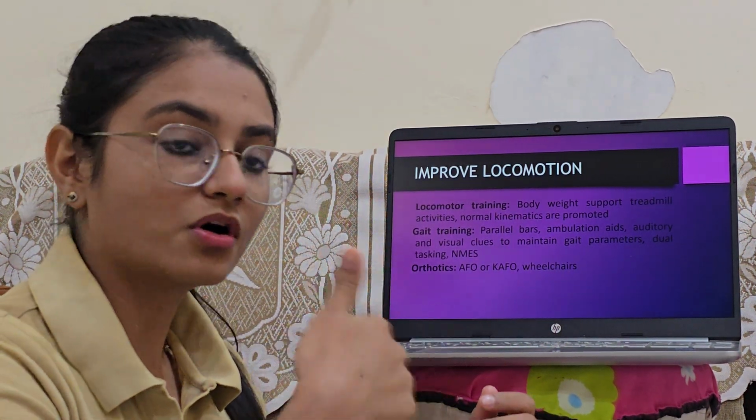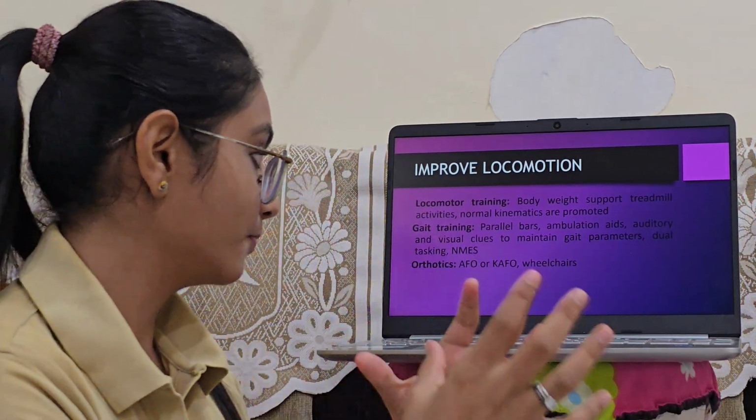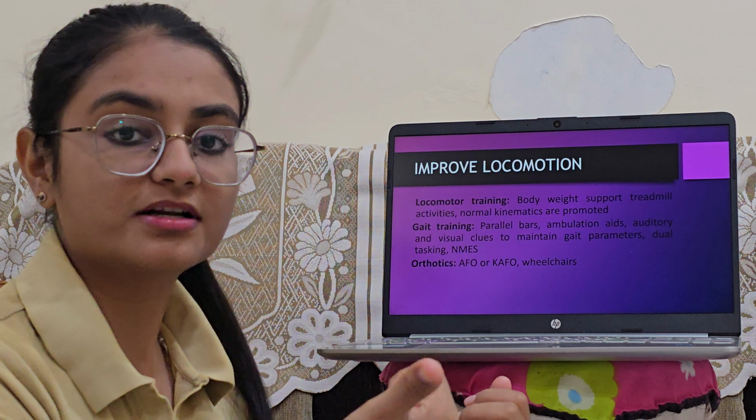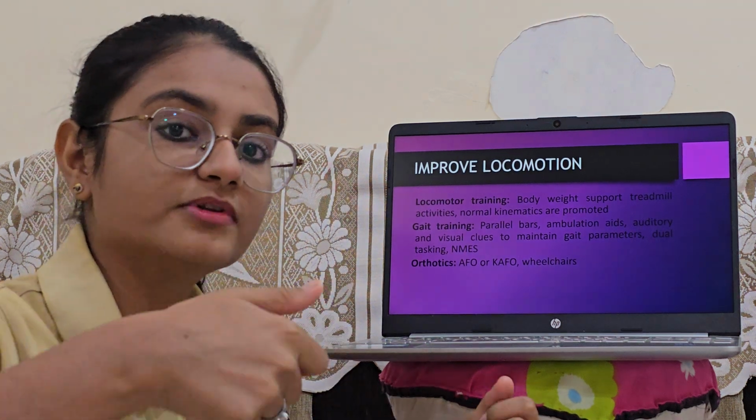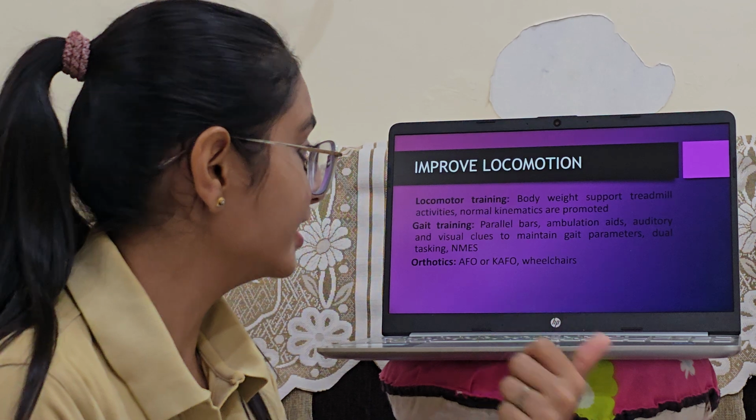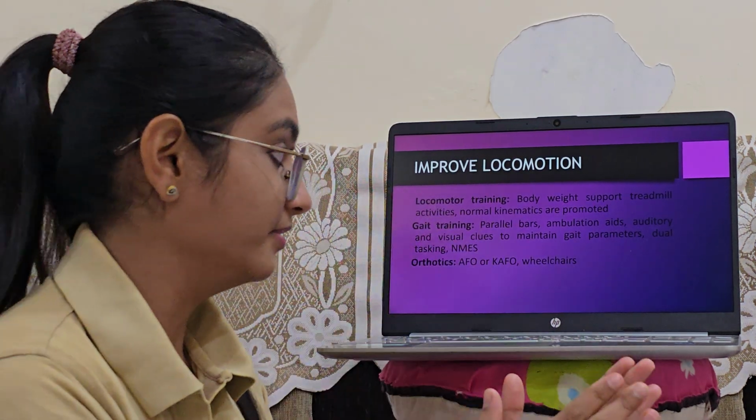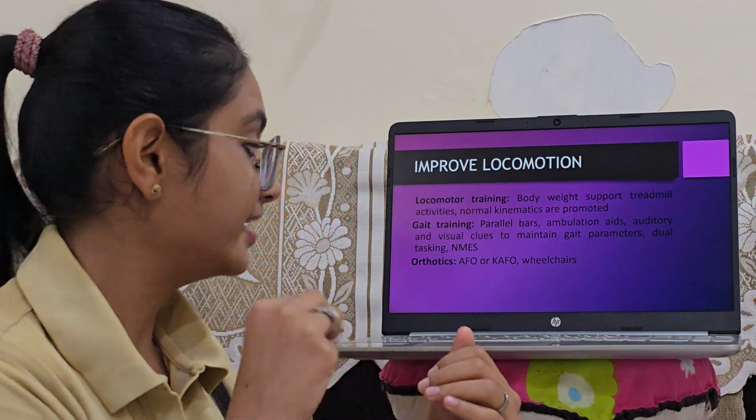The patient should walk on the treadmill. Normal kinematics are promoted. For gait training, the parallel bars should be used. The patient should walk with the help of the parallel bars in front of a mirror. Then ambulation aids, auditory and visual cues to maintain the gait parameters, and dual tasking and NMES.